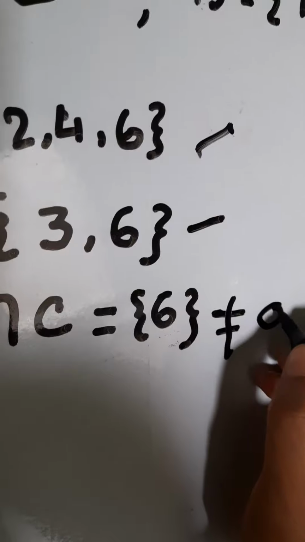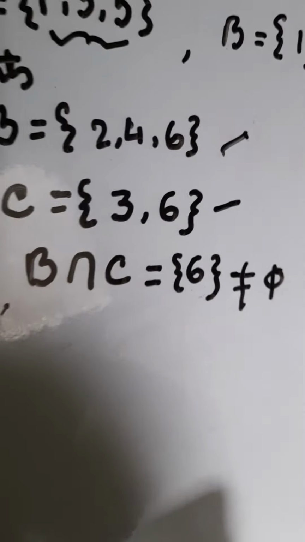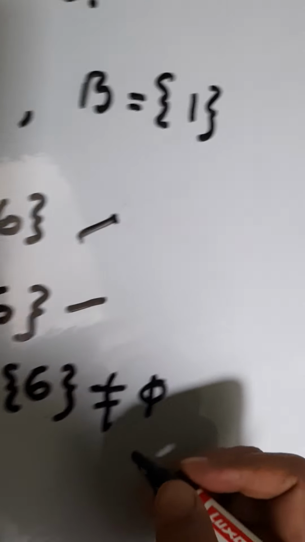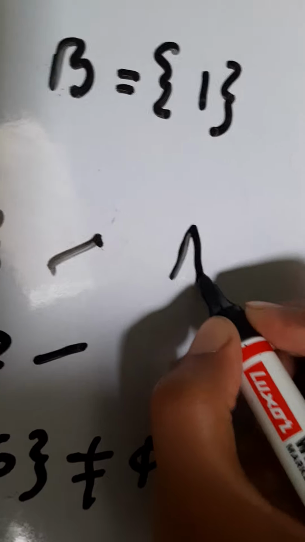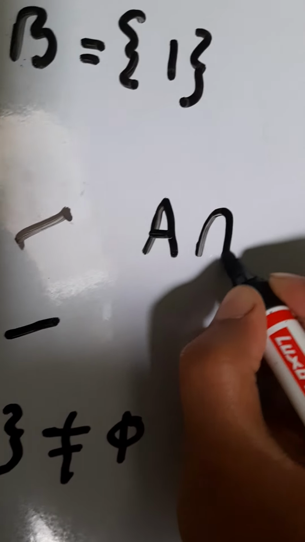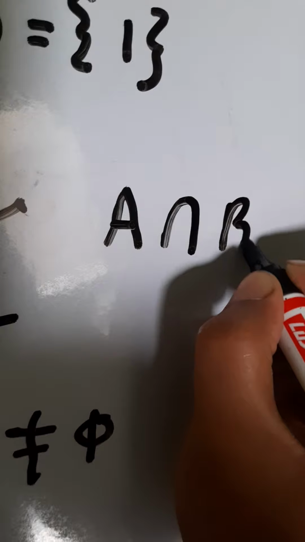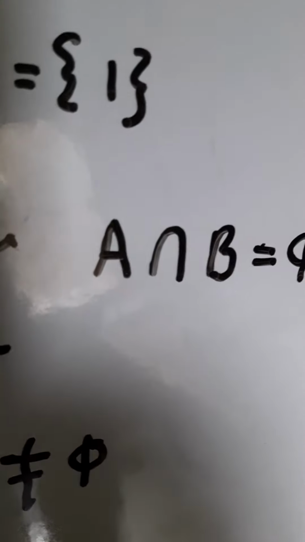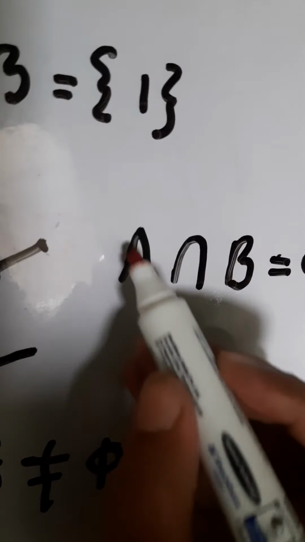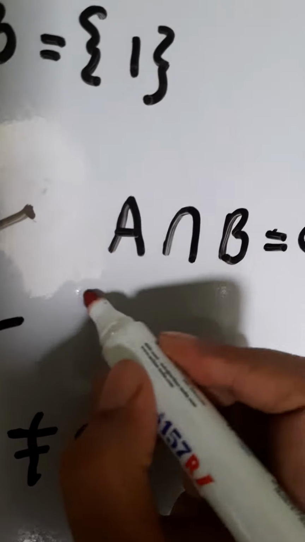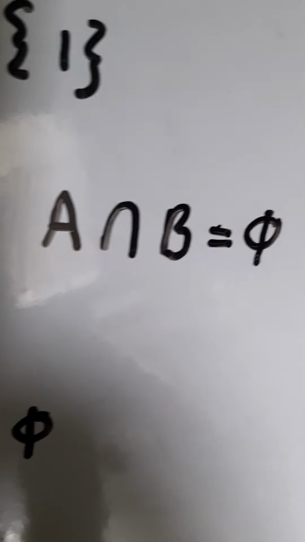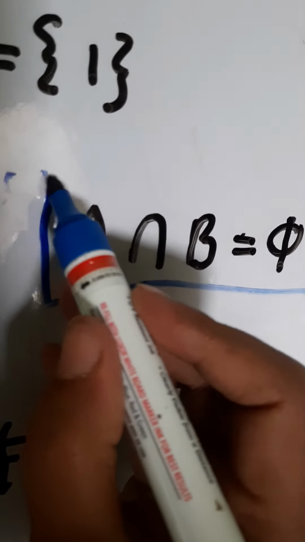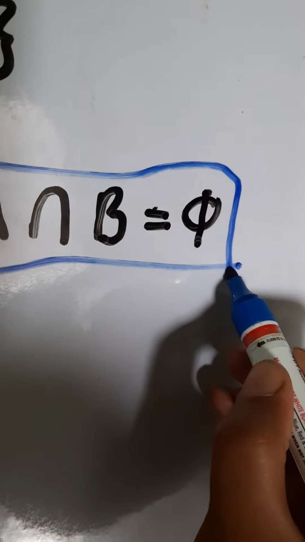So repeating once again, what we have got? Two events are called mutually exclusive if their intersection, that is A intersection B, is equal to the null set. This is the definition of mutually exclusive events. A and B will be mutually exclusive events if we can get it like that. Okay, you can try different examples of your own.